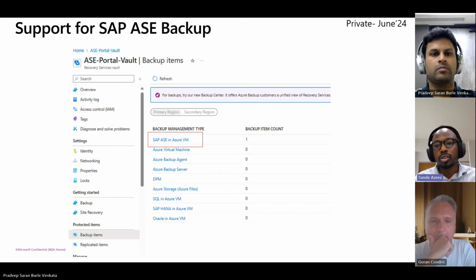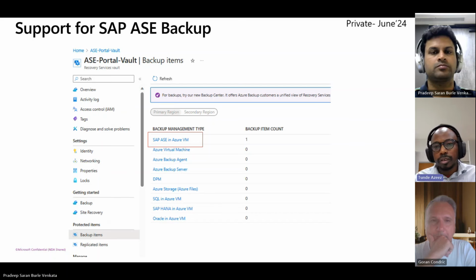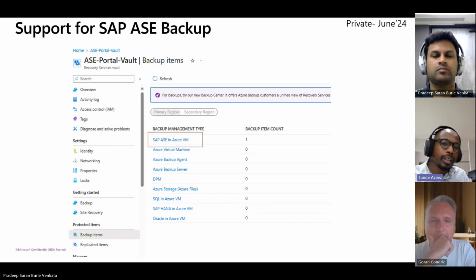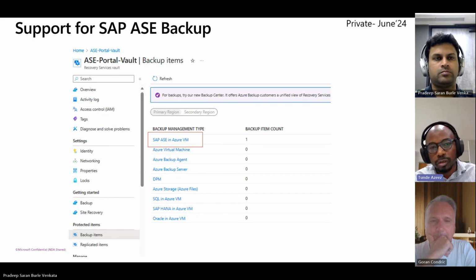Which means you don't have to deploy any infrastructure. We're basically doing that on your behalf. So that's the key thing. We're managing this for you. Now, you may ask me, well, we have HANA, and we know, Garan, as you also know, a lot of people that have HANA also have access to the SAP ASE database.